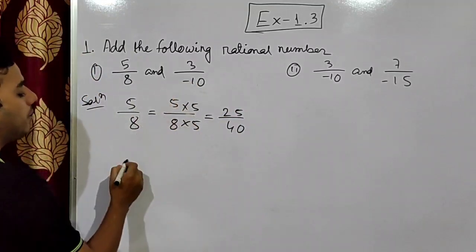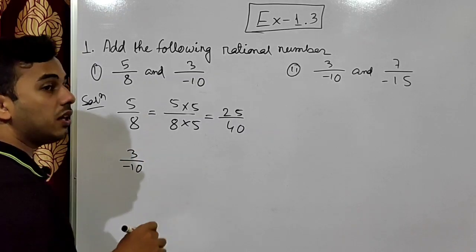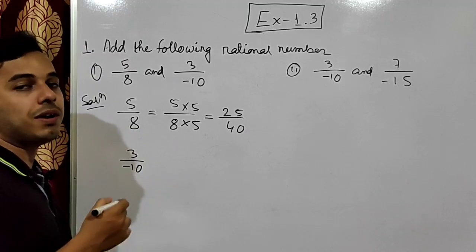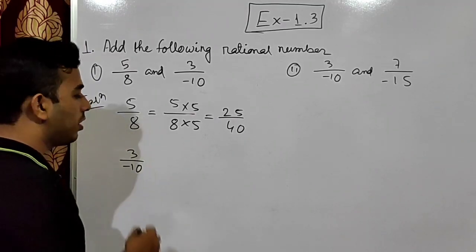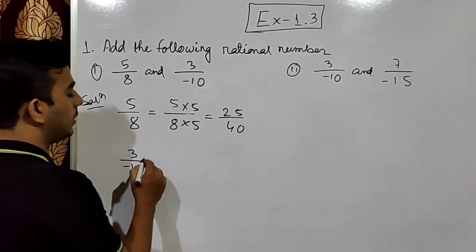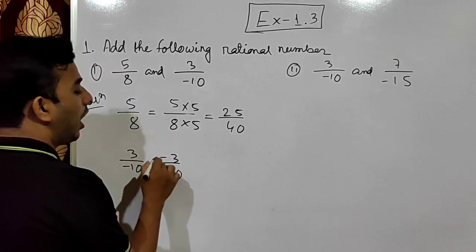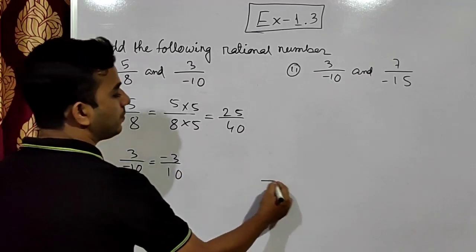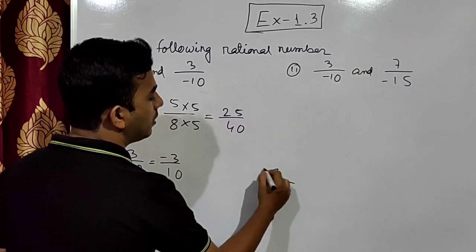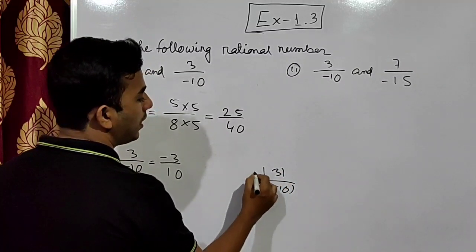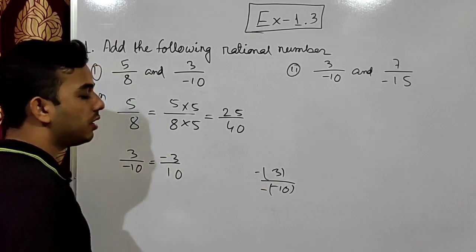Then 3 by minus 10. Here the first thing is to remove the negative sign from the denominator. So we have to take minus common in both numerator and denominator. So it will be minus 3 by 10. How does minus 3 by 10 come? From 3 by minus 10, if we take minus common, another minus, minus minus is plus and it will be minus 3. Clear? Okay.